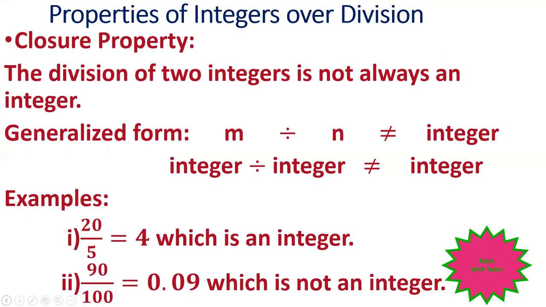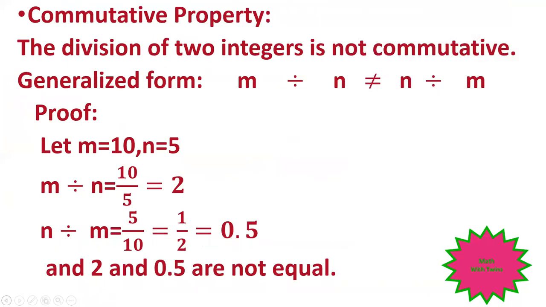Moving on to the commutative property of integers over division. The division of two integers is not commutative, and the generalized form is m divided by n is not equal to n divided by m, and there is a proof. We have assumed m is equal to 10 and n is equal to 5. In the first case, m divided by n, we got quotient 2. In the second case, n divided by m, we got the quotient 0.5, and we know that 2 and 0.5 are not equal. Hence the commutative property of integers over division does not hold good.